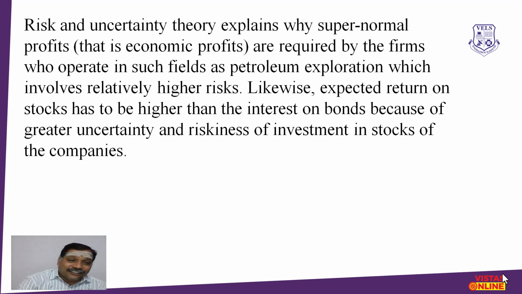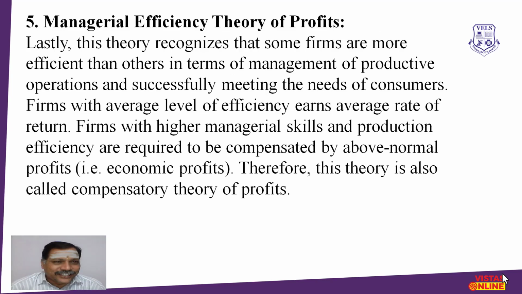So let's move to the last part of the theory, that is marginal efficiency theory of profit. This theory recognizes that some firms are more efficient than others in terms of management of productive operation and successfully meeting the need of the customer. The firm with the average level of efficiency earns average rate of return. The firm with a higher managerial skill and production efficiency is rewarded with above normal profit, that is economic profit. So this theory helps show how to make more profit. This theory is also called the compensatory theory of profit.